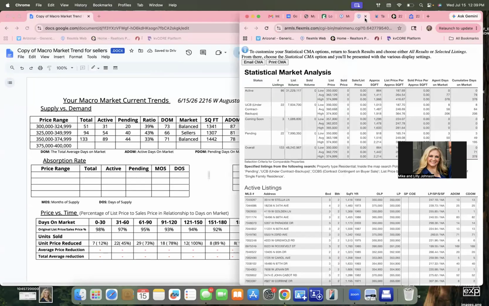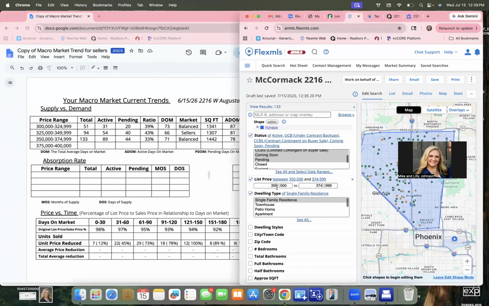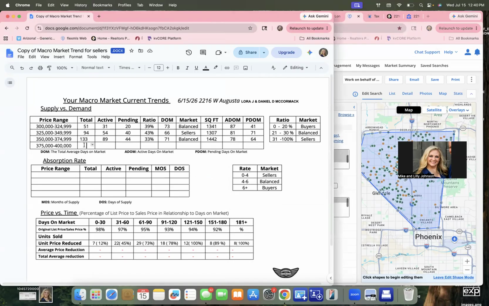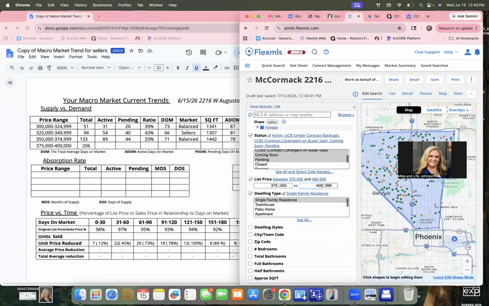So now I'm going to close out of this. I'm going to change my price again to 375 to 400. Okay. It's going to give me 206. What? Oh my gosh, that's horrible. I try to keep them under 100. But this is good to know. Do you know why? That's telling us a lot right there. You've got a lot more competition within that price range. Are you really supposed to be in that price range? Let's compare, compare, compare.